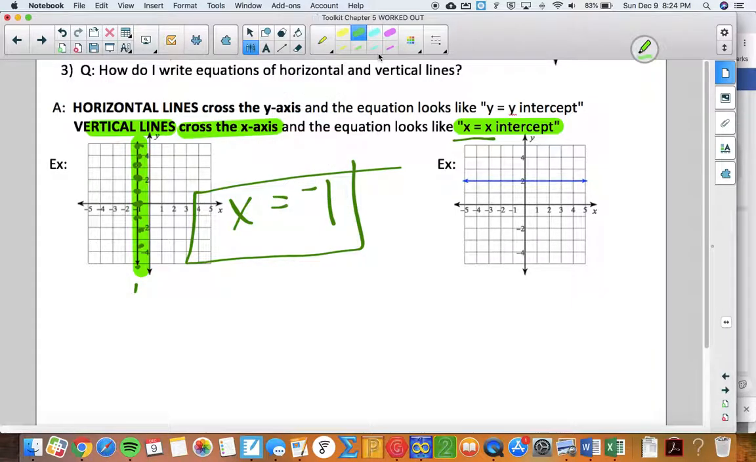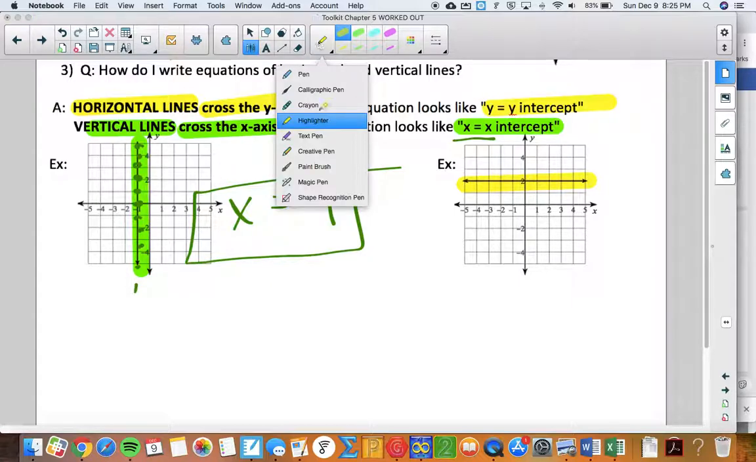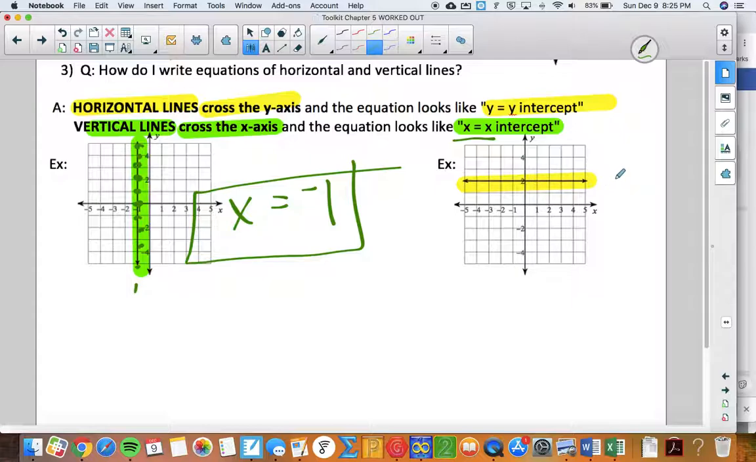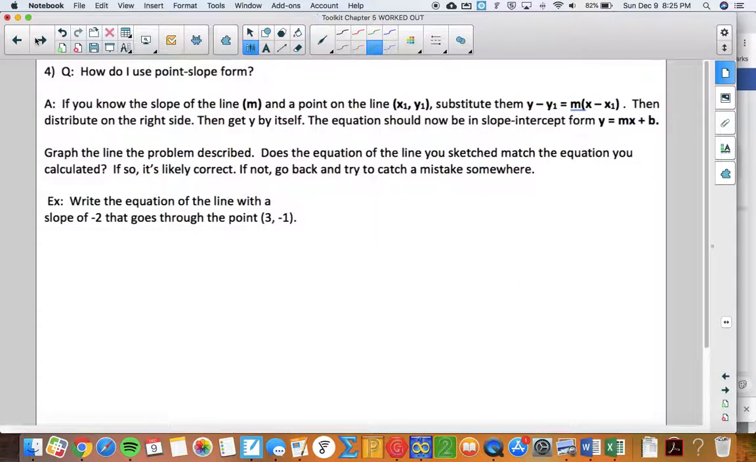Whereas, if we have a horizontal line, it's going to cross through the y-axis, and the equation will be y equals whatever the y-intercept is. So let's see, the y-intercept here is 2, so it's going to be y equals 2. That's it. No matter what x is, no matter how far to the left you go, how negative x is, or how far to the right you go, however positive x is, and big x is, y is always 2. So there is your answer to that graph's equation.